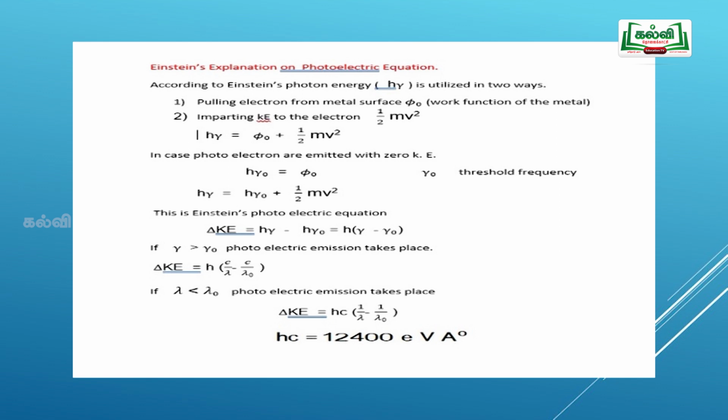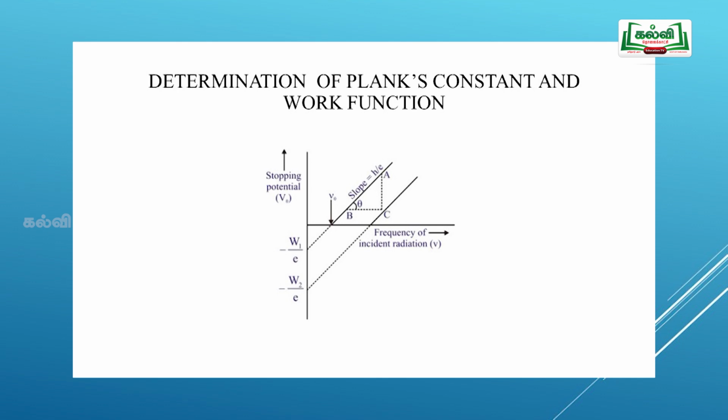When we do the numericals, to convert hc from joules into electron volt, we have to divide by 1.6 into 10 power minus 19. Instead of this, we can use a constant value in all the numericals to solve the problems in a simplified manner. hc equals 12,400 eV Angstrom. h is 6.6 into 10 power minus 34, c is 3 into 10 power 8, divided by 1.6 into 10 power minus 19. Instead of doing this calculation in each and every sum, we can use the value of hc as 12,400 eV Angstrom. Determination of Planck's constant and work function.